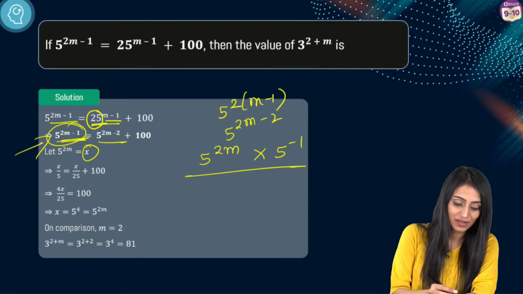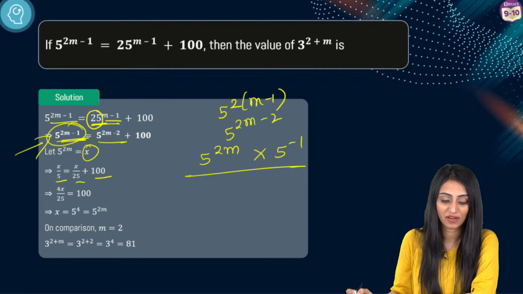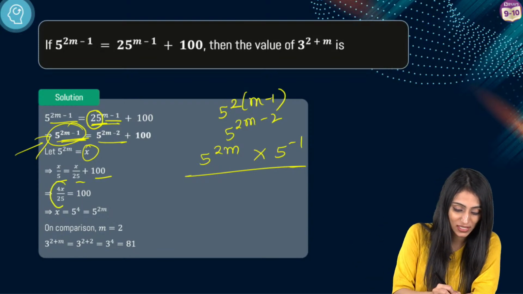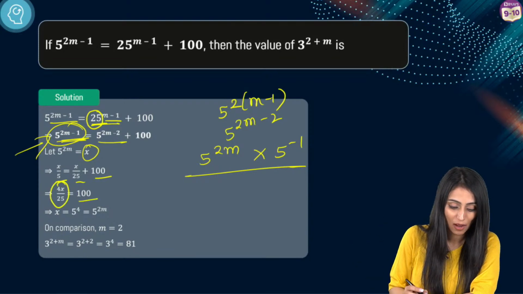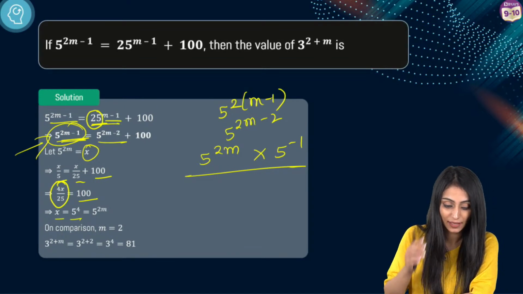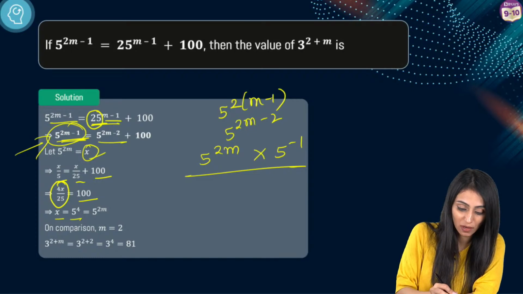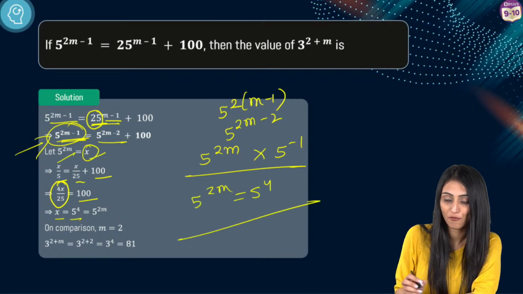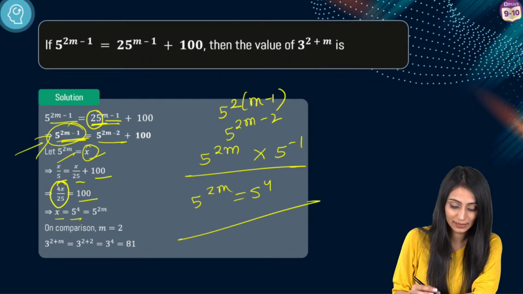Good. So here we have x by 5 equals to x by 25 plus 100. Let's just simplify this, normal simplification. That's 4x by 25 equals to 100. And in simplifying, we get x equals to 5 to the power 4, right? So from here I can say that 5 to the power 2m would be equals to 5 to the power 4, right? So on comparing them, let's compare this.